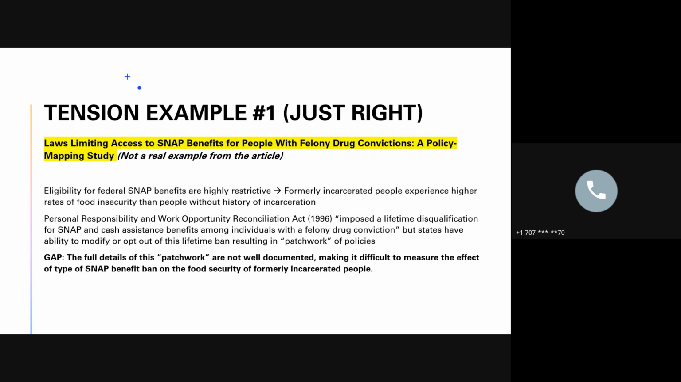Once I understand that we need to understand how the policies have changed in order to understand how the food security of formerly incarcerated people has changed over time and what they're currently experiencing, then that helps me see, okay, yeah, I can see why you want to do this work. I can see why I'm caring about this question.